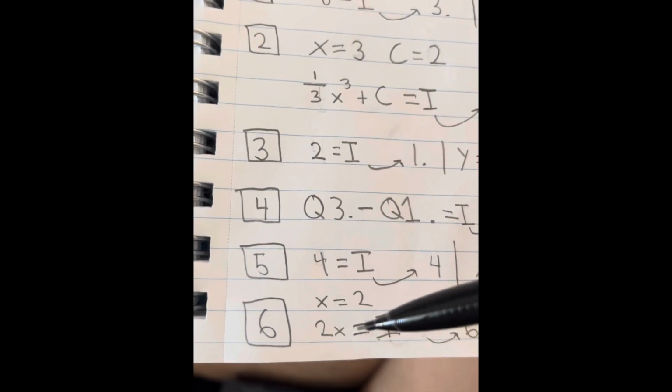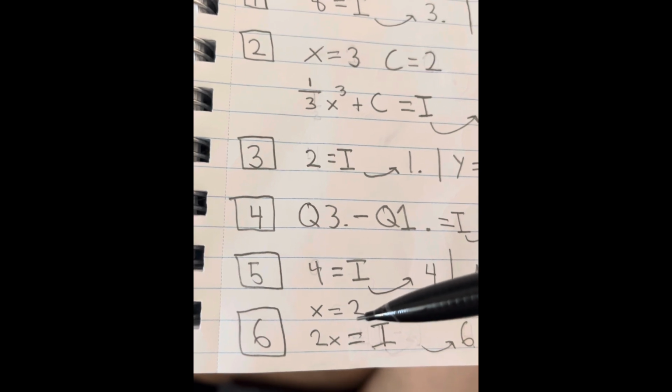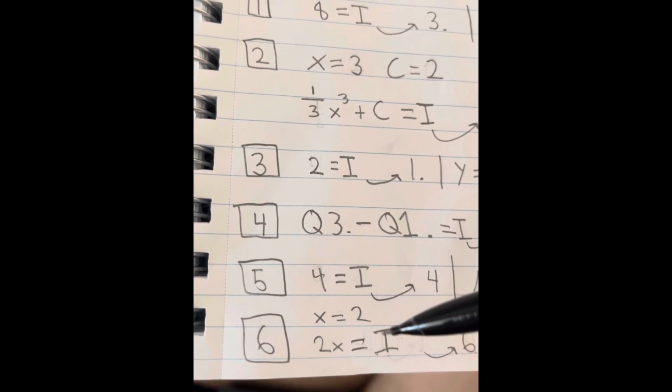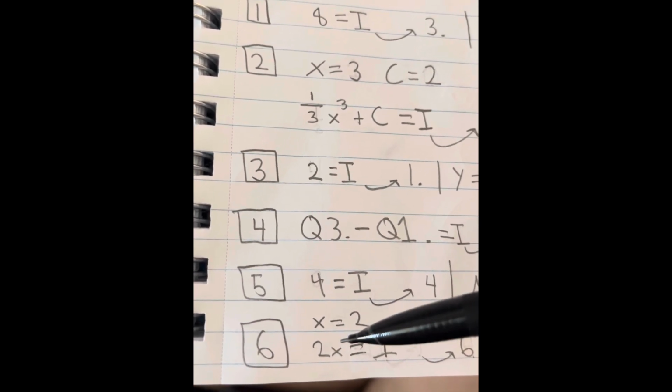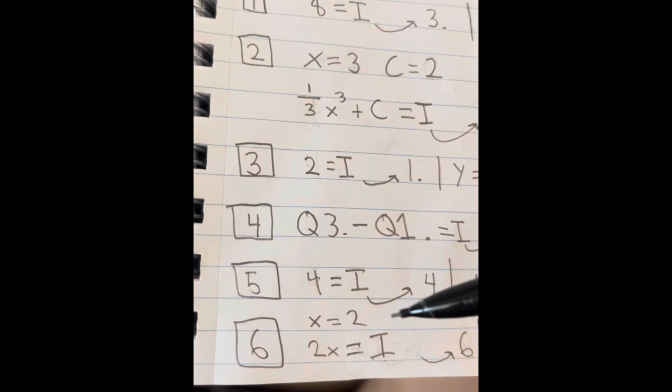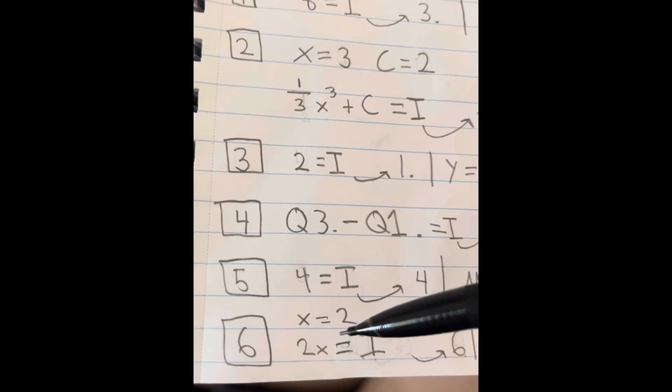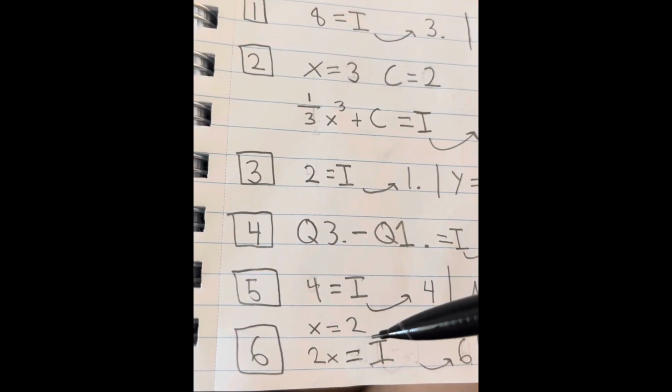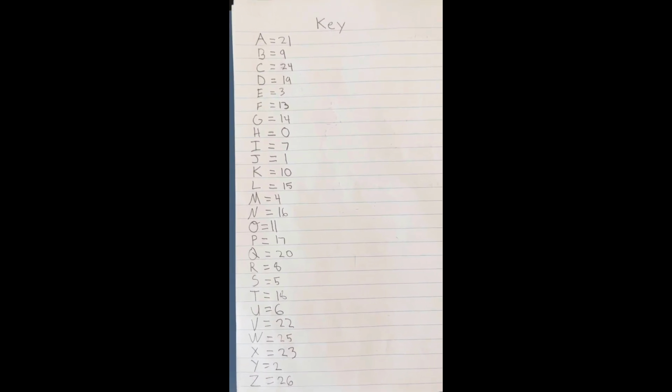Question 6. We are given x equals 2, 2x equals, and 2x. We need to plug in 2x to find the corresponding letter. So 2 times 2 equals 4, and 2x corresponds to question 6. Again, here is the key for reference. And now, since you know the index and the corresponding letters, you are able to solve the bonus question.